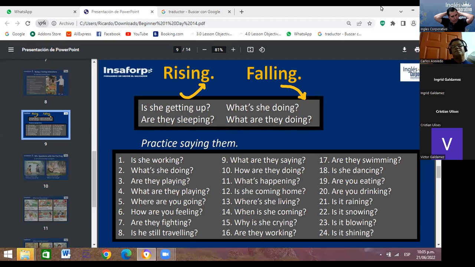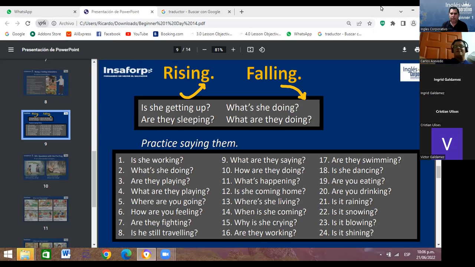Okay. Is she working? What is she doing? Are they playing? What are they playing? Where are you going? How are you feeling? Are they fighting? Is he traveling? Traveling. Okay. Sigo con el 9.